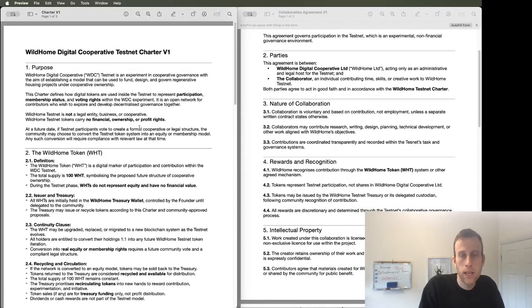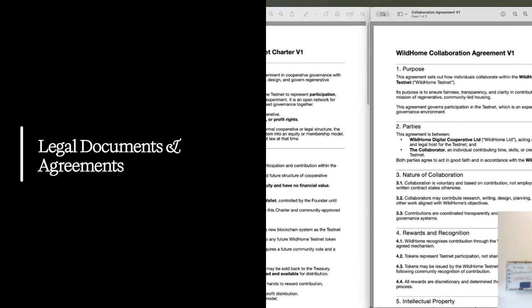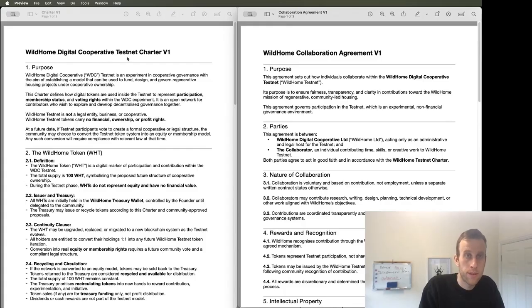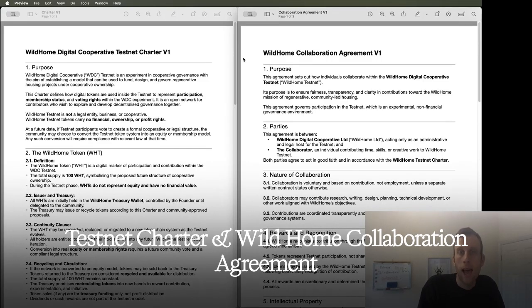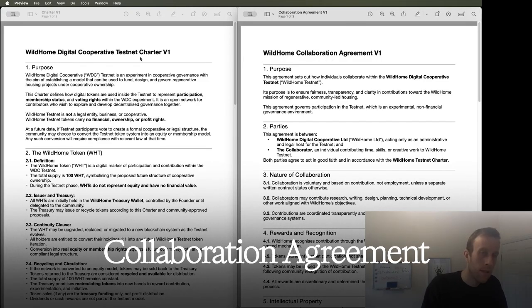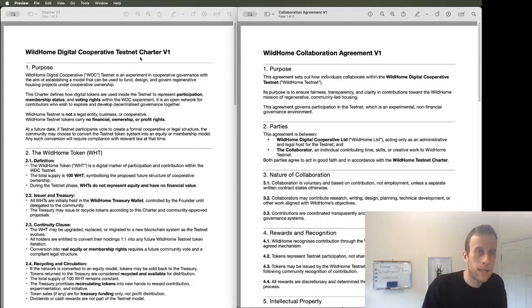From a legal point of view, the main documents are the WildHome Digital Cooperative Testnet Charter and the WildHome Collaboration Agreement. This sets out the responsibilities for people that want to participate in the testnet experiment, and it makes clear that, as currently designed, this is not committing to giving people equity in WildHome Digital Cooperative, but being a blockchain system, it would be decentralised and democratic. If that proposal was voted on at a later date, then it could be transferred.